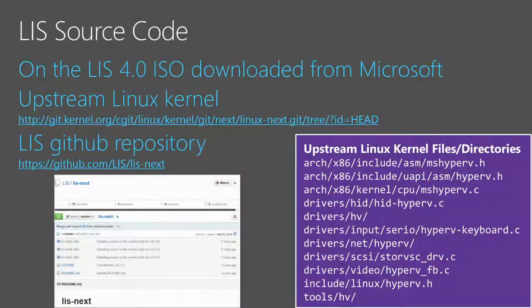LIS source code, last thing. If you're one of those guys who likes to play with the Linux kernel, you want the latest and greatest code, and you build your own Linux kernels, it's up there. The source code is also part of the LIS 4.0 package, so you can get it from the GitHub repository. You can go to the main Linux kernel. There are a number of files and directories where the Hyper-V driver code lives, and I've listed some of them there for reference if you want to go find the LIS code. So that's the quick summary on the Linux side.